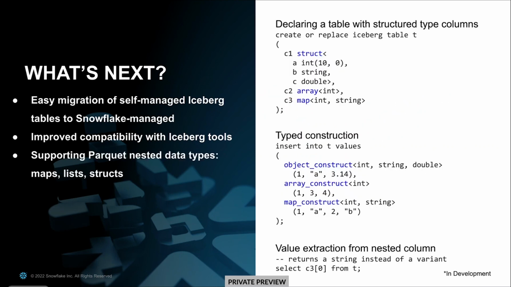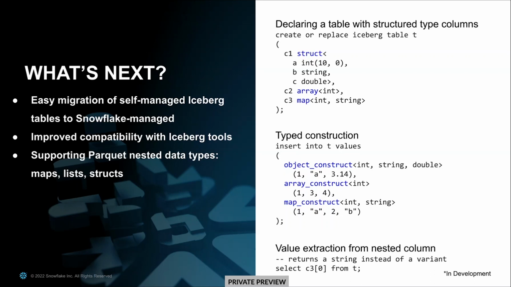Parquet supports the complex types map, list, and struct. Soon, you'll be able to declare an Iceberg table that will persist data in these complex types, but allow you to access the data in a natural way in Snowflake. For instance, when declaring your Iceberg table, your columns can be of type struct, array, or map, and include the member types in blue on the right.